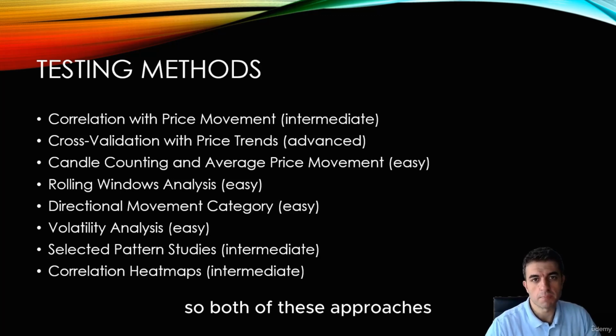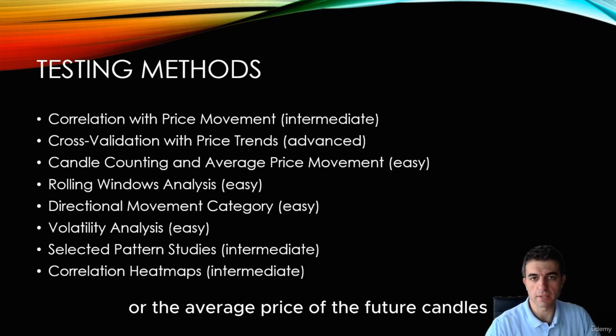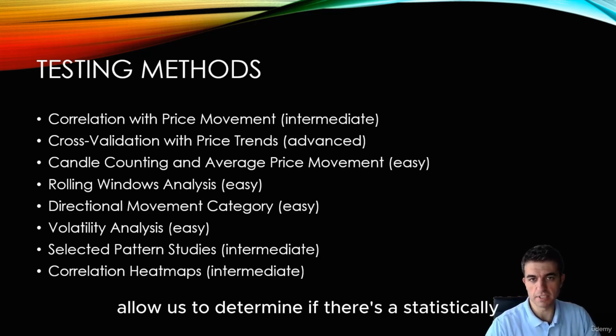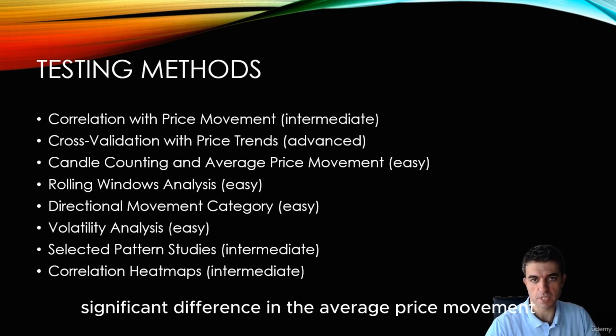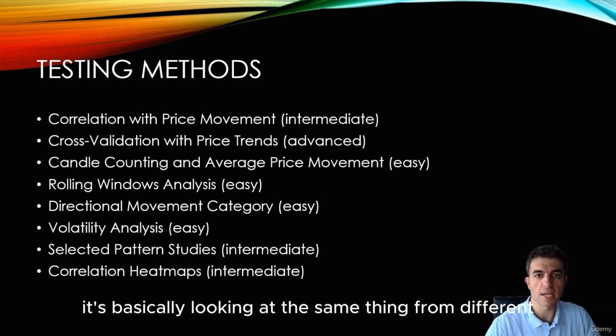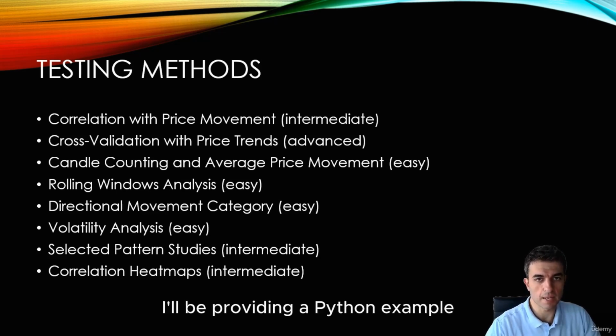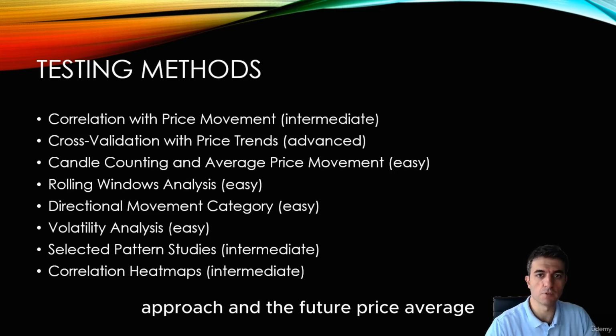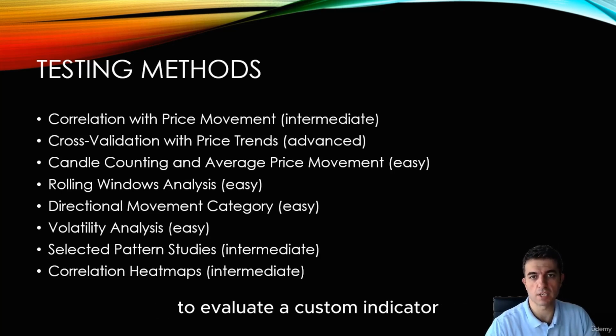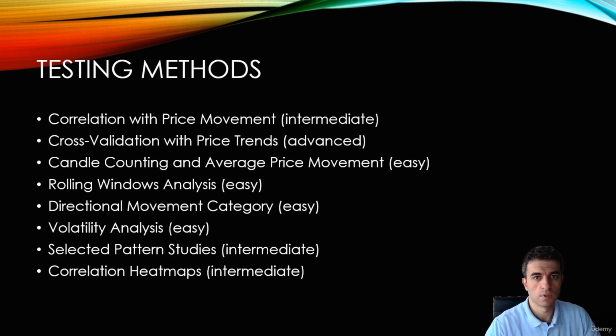So both of these approaches, taking the future candles or the average price of the future candles, allow us to determine if there's a statistically significant difference in the average price movement. It's basically looking at the same thing from two different perspectives. I'll be providing a Python example where we will see how to use both the candle counting approach and the future price average to evaluate a custom indicator. So if it's not very clear at this point, that's okay. We'll be going into details with Python code later on in a couple of videos.